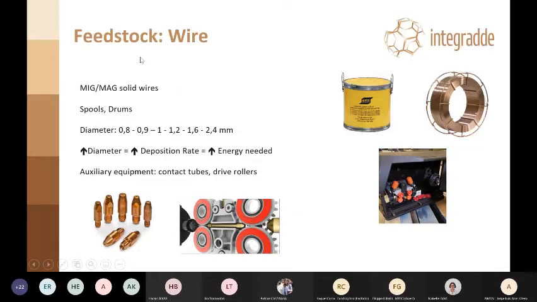So if you want to use, for example, 2.4 millimeter diameter, you would need maybe 5 or 6 kilowatts to deposit a good quality layer. And also the auxiliary equipment we are using, the contact tubes, the drive rollers, the wire feeders, are the same material that is used for arc welding. So we are using the same equipment.